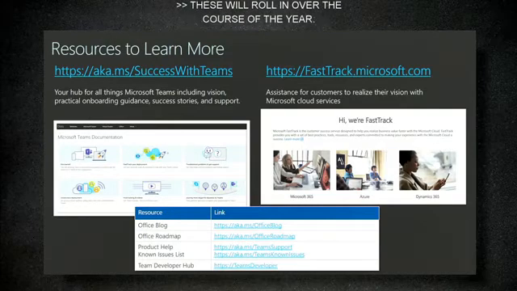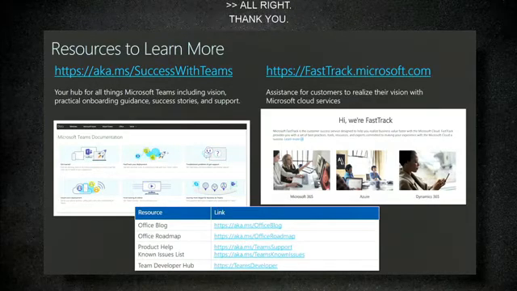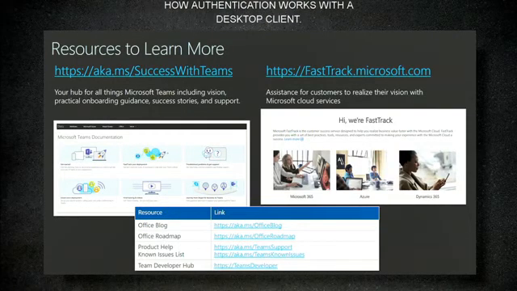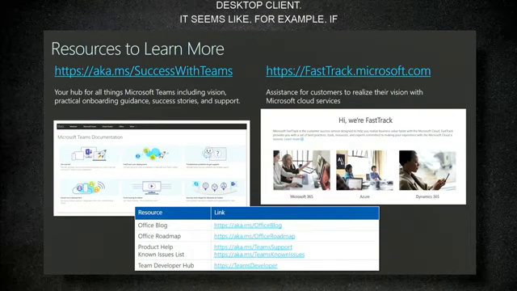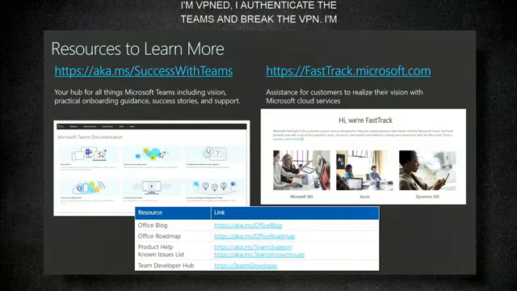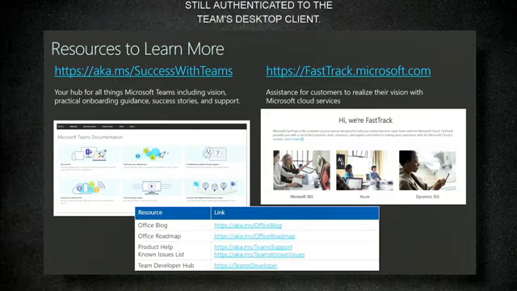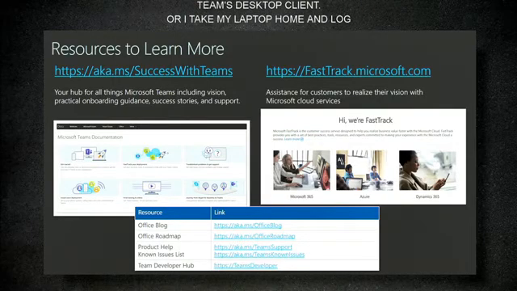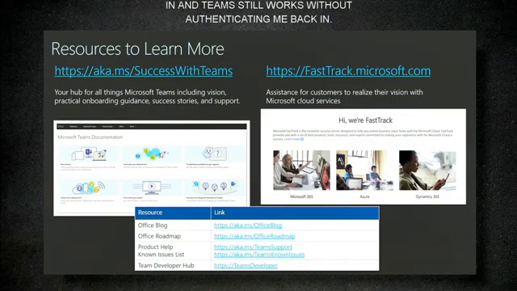Thank you. So I have a question about how authentication works with a desktop client. It seems like, for example, if I'm VPN'd, I authenticate to Teams, and then I break the VPN, I'm still authenticated to the Teams desktop client. Or I take my laptop home from work and I log in the next morning and Teams still works without authenticating me back in. Can you talk about why that happens and a little bit about the architecture of that?